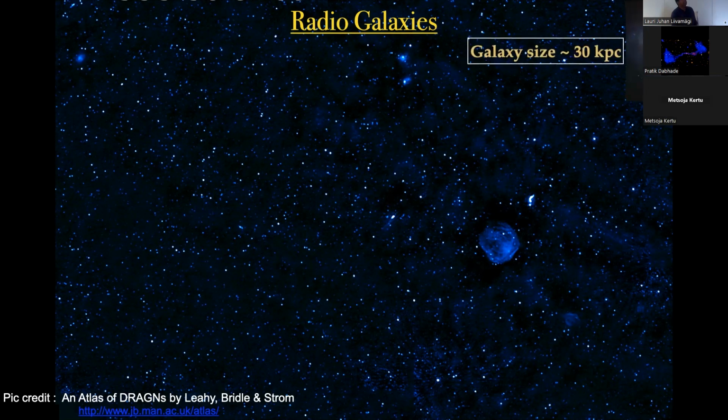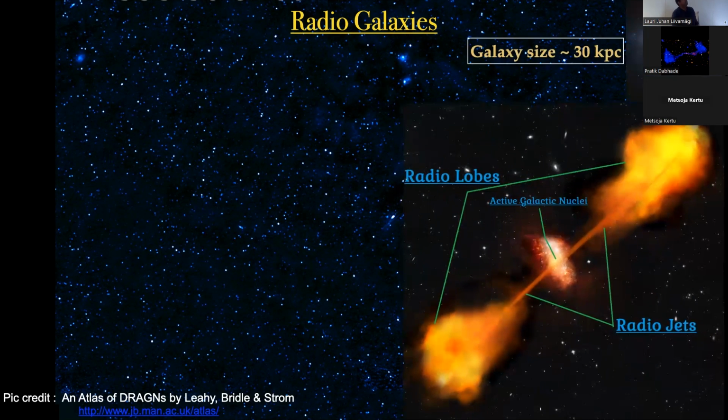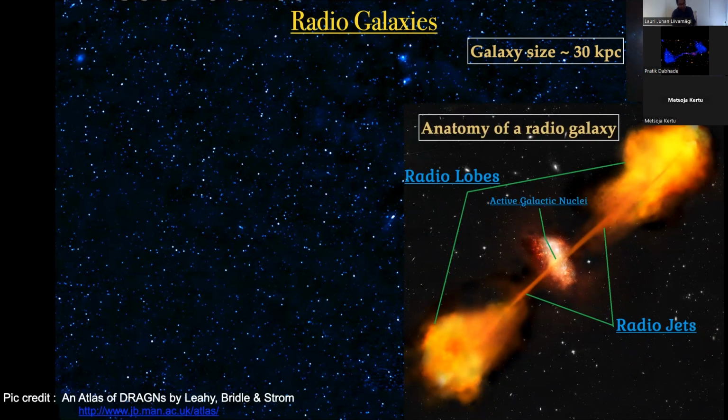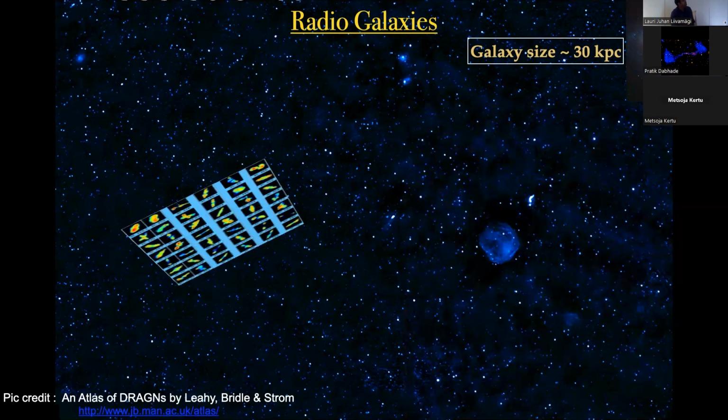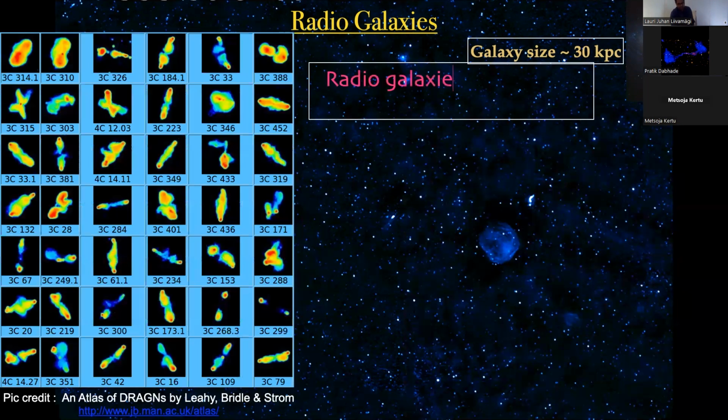So a typical galaxy looks like this, has a scale of 30 kiloparsec, but a radio galaxy extends much beyond the 30 kiloparsec. It has an AGN sitting at the center of the galaxy, powering these bipolar relativistic jets seen at radio wavelengths, which often terminate into radio lobes and hotspots. That's the general anatomy of the radio galaxy. And these come in all shapes and sizes.